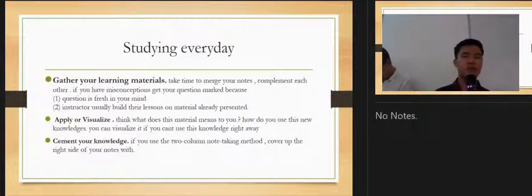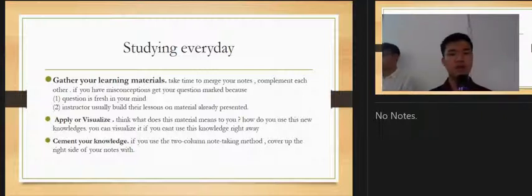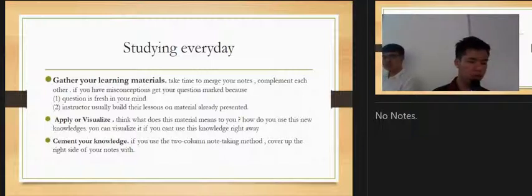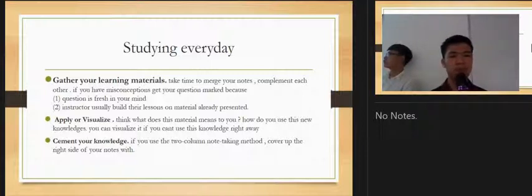The first is gather your learning materials. Take time to merge your notes. How do they complement each other? Stop and think about it. What do the notes tell you about the material? What aspect of the material are you unsure about? If you have any misconception, make sure that your question is answered.